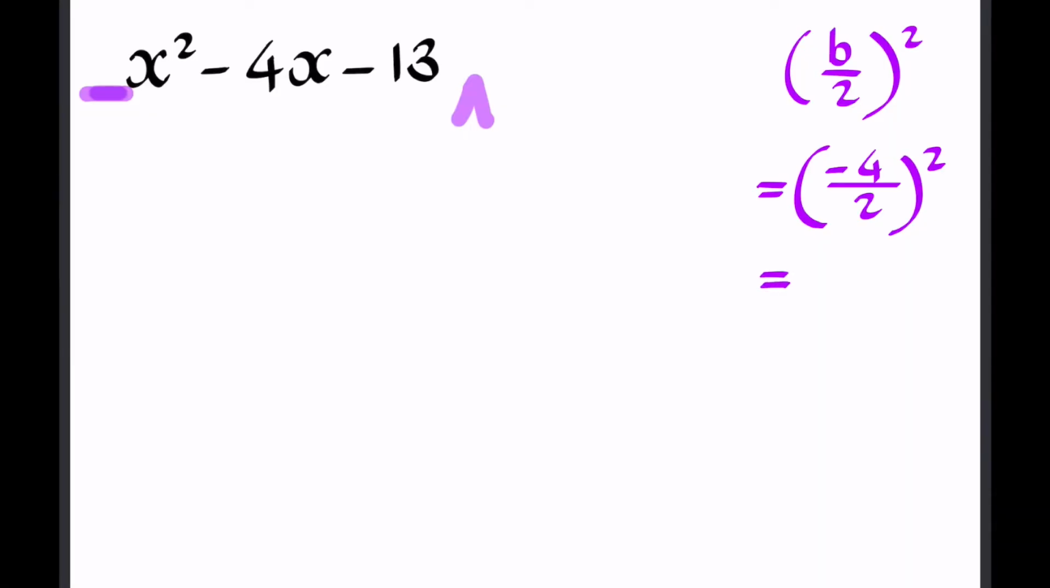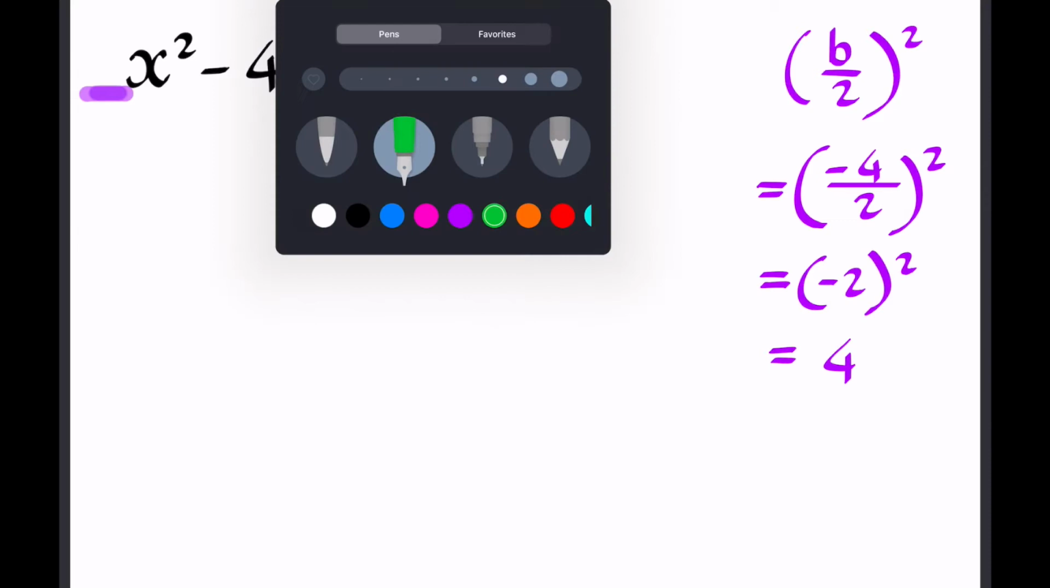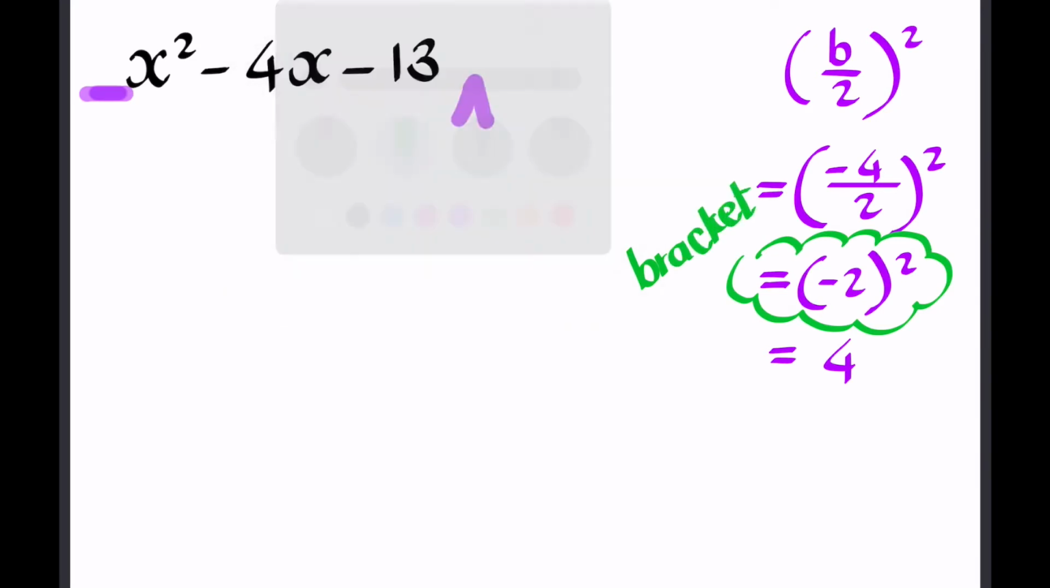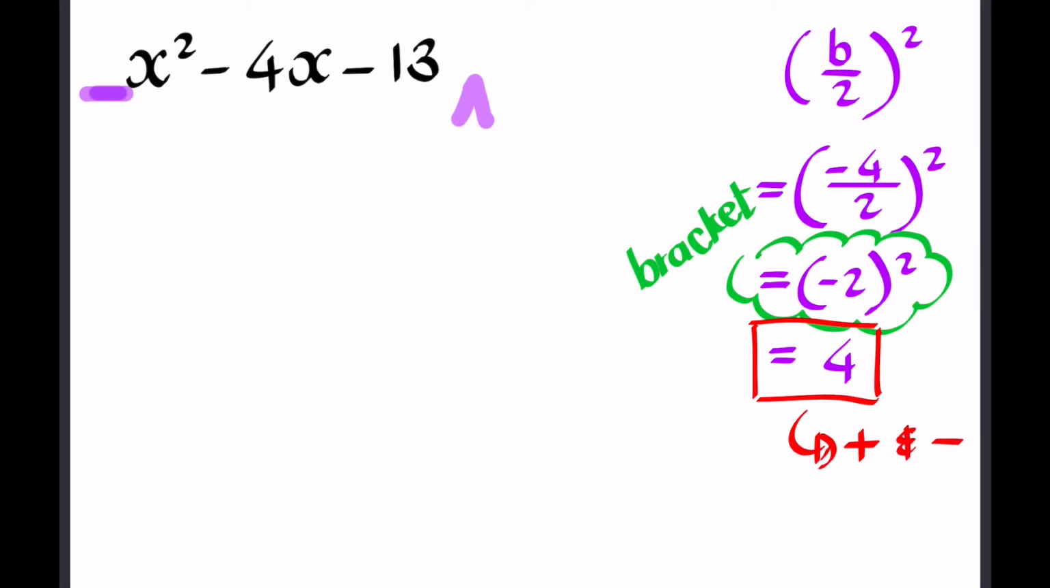Now, minus 4 over 2 can be simplified. So I like to simplify what can be simplified before I square it out. So minus 4 divided by 2 is negative 2, and that's all squared. And negative 2 squared is positive 4. So now I have my bracket, which is going to be for my factorization. So I have what's going in my bracket, as well as what I'm going to, because it's an expression, add and subtract.